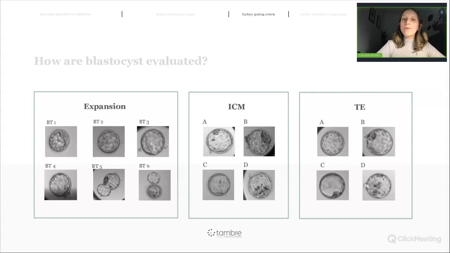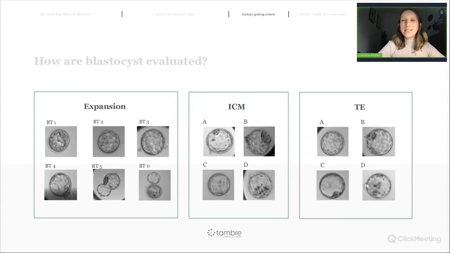So a grade A and grade B, as you can see, the difference is very small. Mostly the difference is because the inner cell mass is more compact in the grade A, and in the grade B, it's a bit more large. But both of them are very, very good quality embryos.